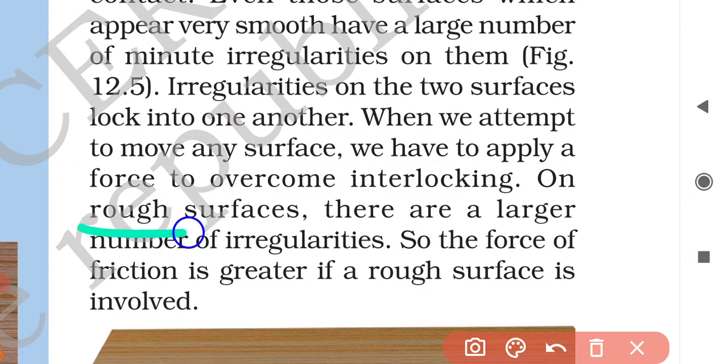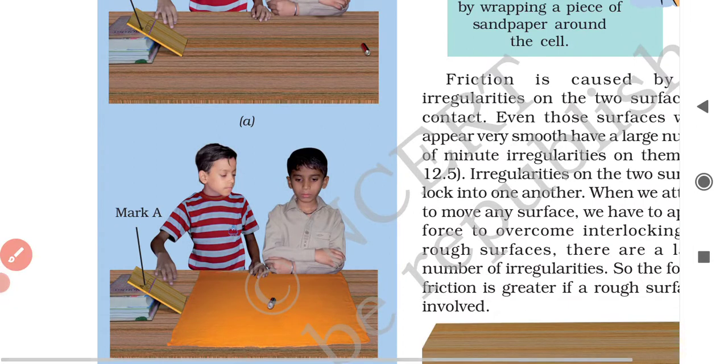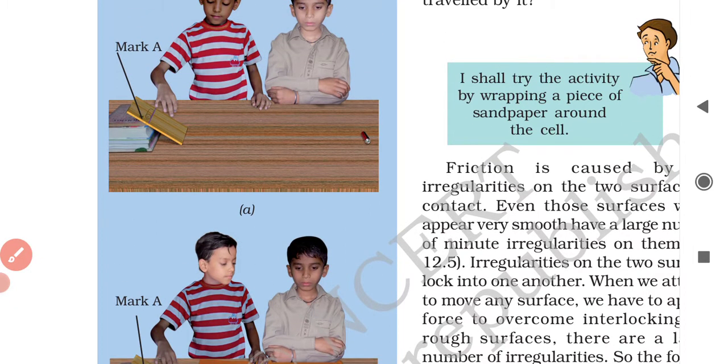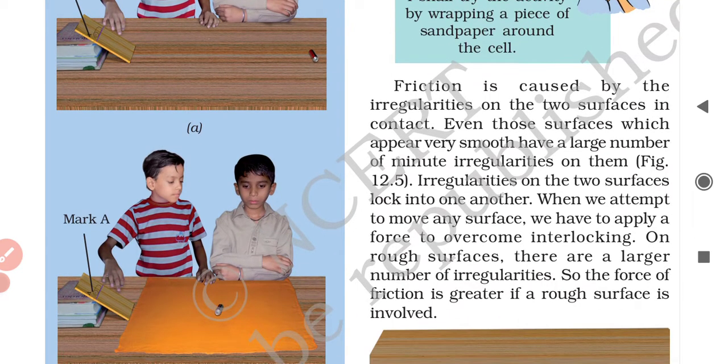On rough surfaces there are a large number of irregularities, so the force of friction is greater if a rough surface is involved. So in this activity we can conclude that the pieces of sand contain a large number of irregularities. In that case the force of friction will be greater, and thus the pencil cell covered the least distance. Clear?